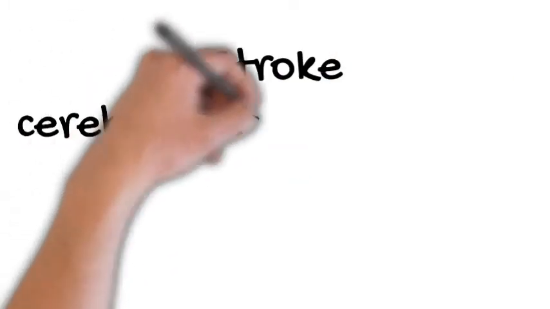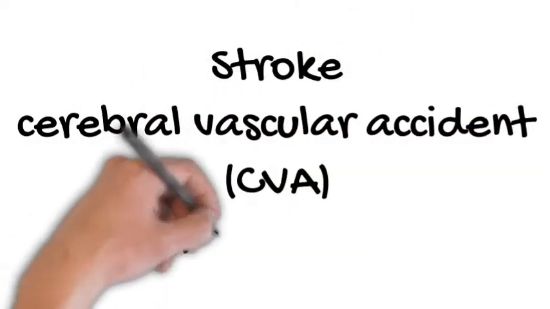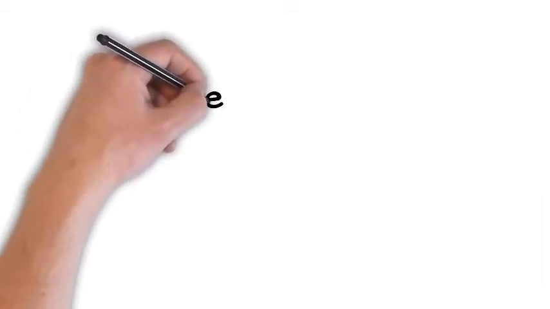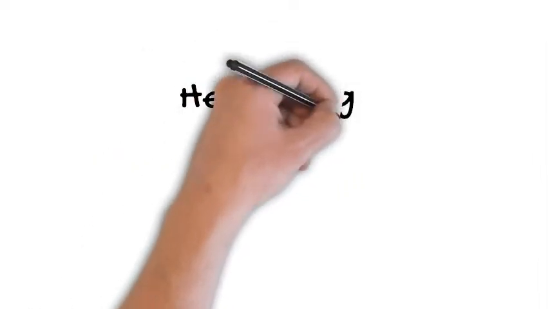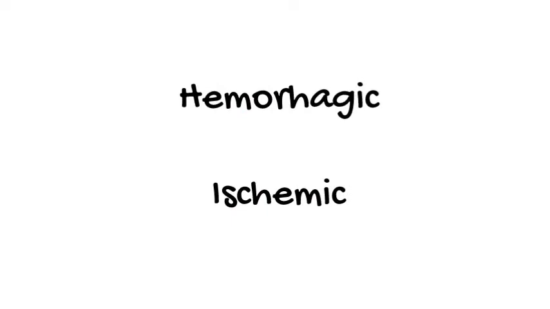Today we're going to be talking about strokes. Strokes are also called cerebral vascular accidents, or abbreviated CVA. It can be called brain attacks. A stroke is damage to the brain resulting in permanent neurologic deficit. This damage is done in two different ways. It can be done with hemorrhage, bleeding right into the brain tissue, or it can be done with ischemia, a lack of blood to a portion of the brain.